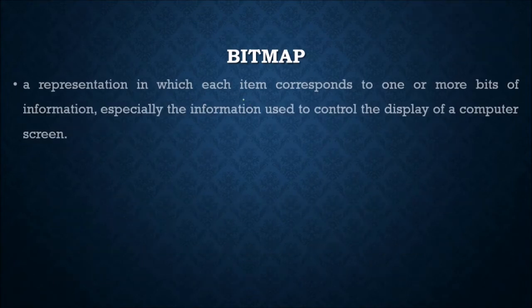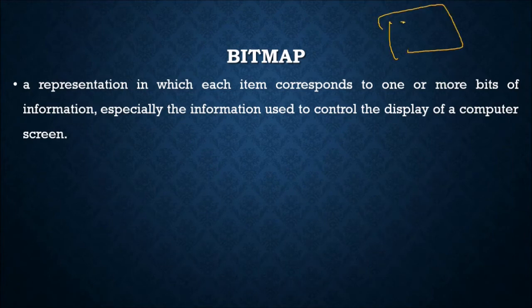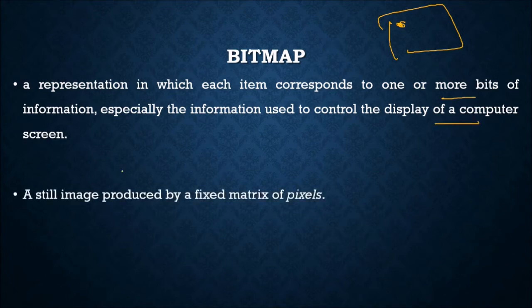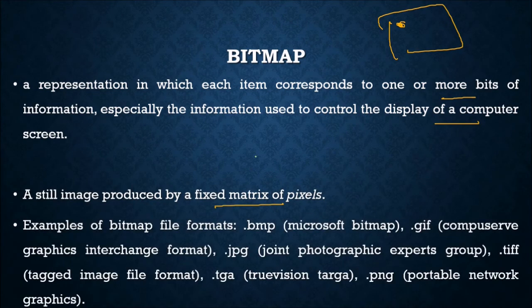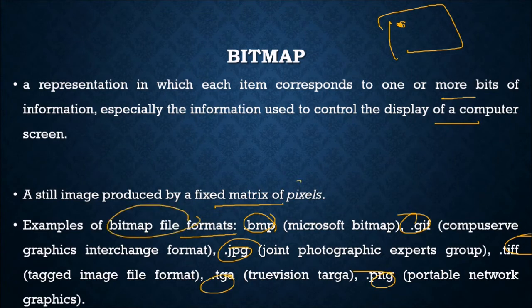Now what is bitmap? A representation in which each item corresponds to one or more bits of information, especially the information used to control the display of a computer screen. So it is a still image produced by a fixed matrix of pixels. Examples of bitmap file formats: .bmp, .gif, .jpg, .tiff, .tga, .png, all are bitmap files only.